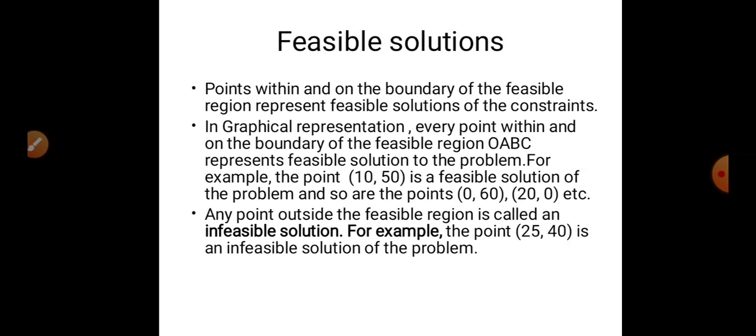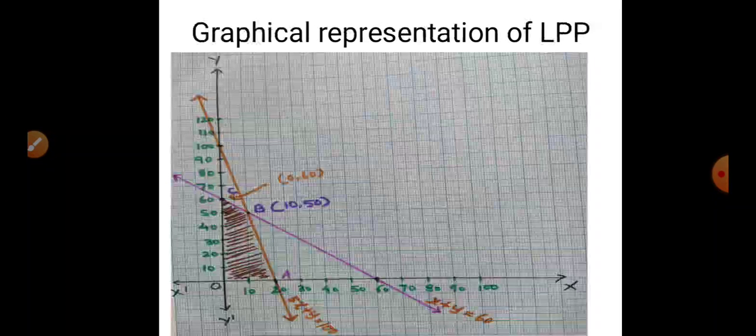Now, in the graph, every point within or on the boundary of the feasible region OABC represents a feasible solution to the problem. For example, the point (10, 50) is a feasible solution of the problem. So the other points (0, 60), (20, 0) are all feasible solutions. And the outer point (25, 40) you can see in the graph will be outside of the shaded region, that is the infeasible solution of the problem.